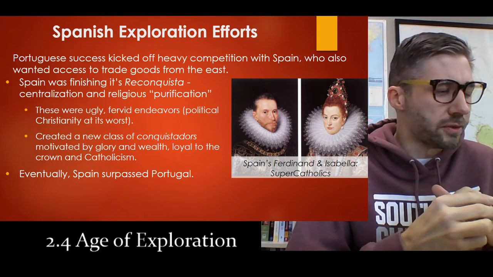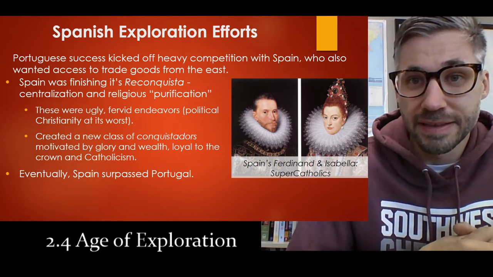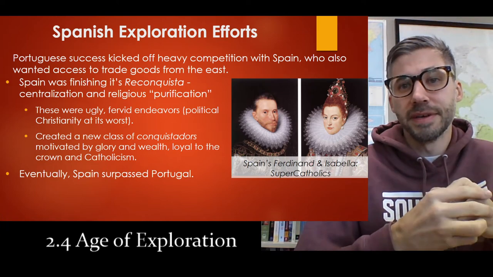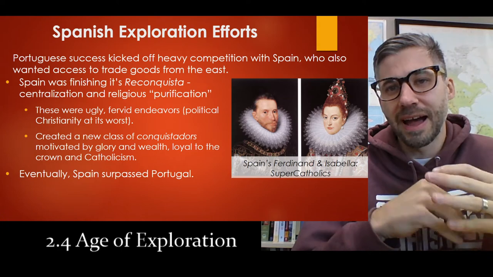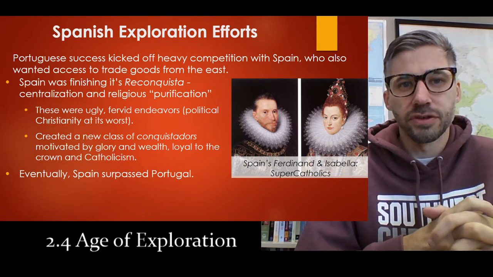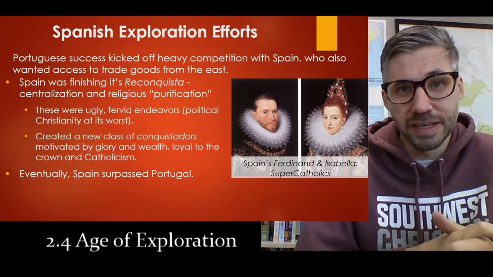So Portugal, when we last left off, Portugal has gotten off to the early lead in these efforts, thanks to Vasco da Gama, largely in completing this process of going around Africa to get to the Indian Ocean Trade Network. Portugal is off to this early lead, and they are cashing in.